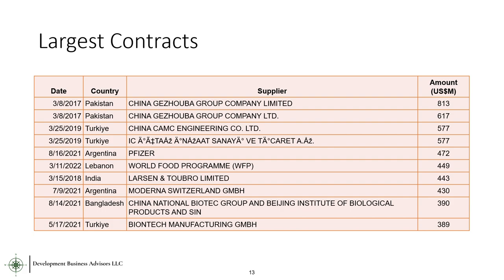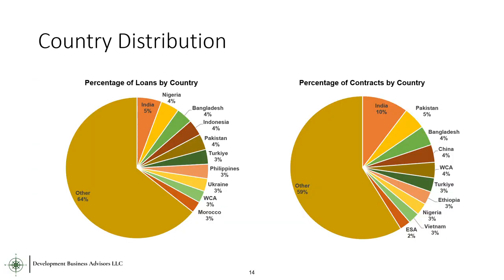Most of these are for large infrastructure projects in Pakistan, for example, Turkey. In Argentina, you see two procurements, obviously related to COVID, one for Pfizer, one for Moderna. Those will not be typical large contractors, other than for COVID. Larson and Toubro is there in India. That is one of the largest, if not the largest, contractor by value on World Bank finance projects. This is an Indian engineering firm, and you see a couple of these others. So this just gives you an idea of some of the largest contracts we'll see on World Bank finance procurements.